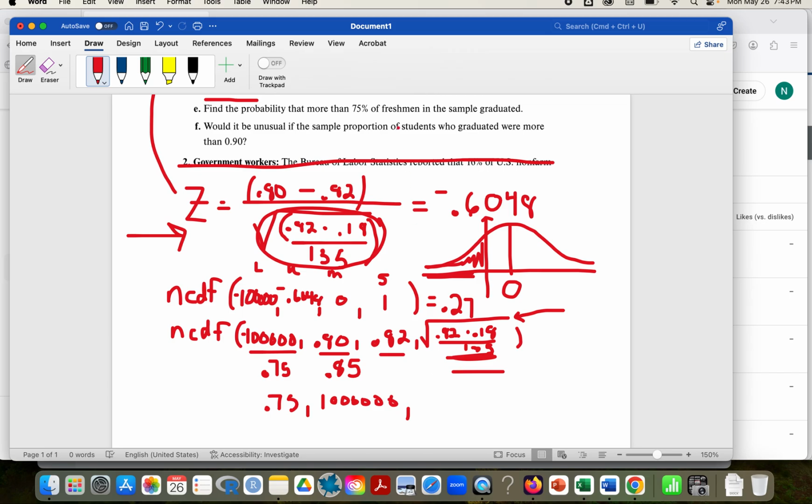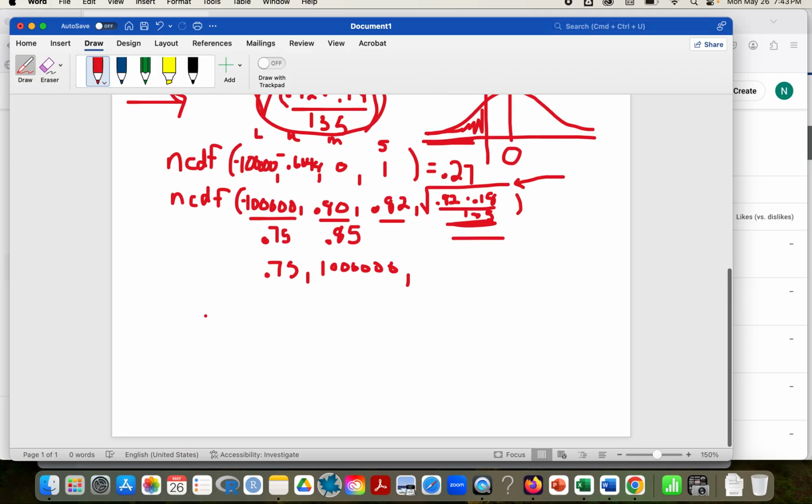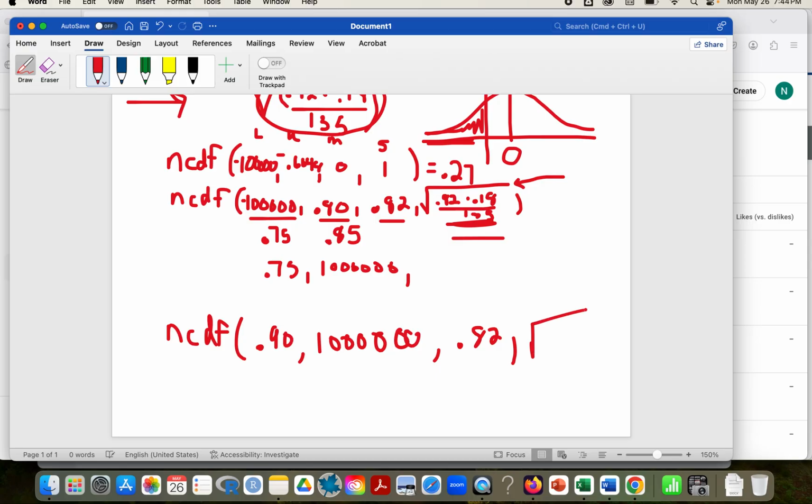Okay. Would it be unusual if the sample proportion of students who graduated were more than 0.90? All right, so normal CDF, our left is 0.90, our upper is 1 with a whole lot of zeros. Then we do our 0.82, and then we do our standard deviation of the sampling distribution of sample proportions. So 0.82 times 0.18 over the square root of 135. Okay, so we go second vars, normal CDF. Our lower is going to be 0.90. Our upper is going to be 1 with a bunch of zeros. Okay, then we put our 0.82, and then we put our standard error, and we hit enter.